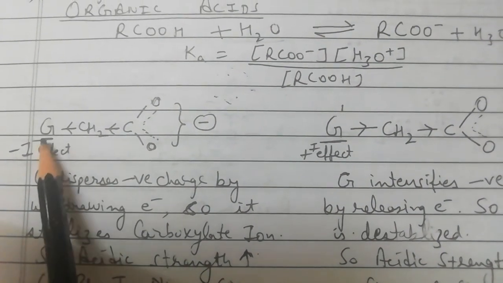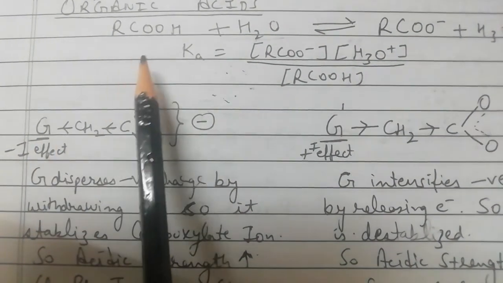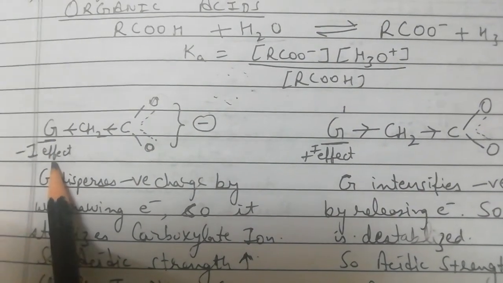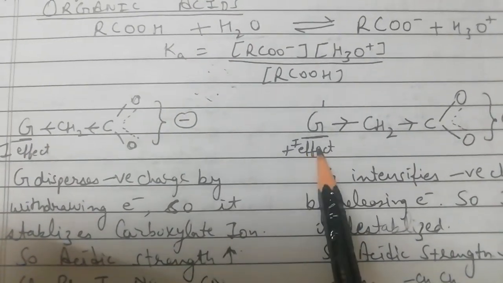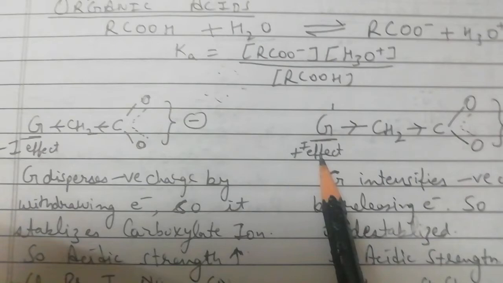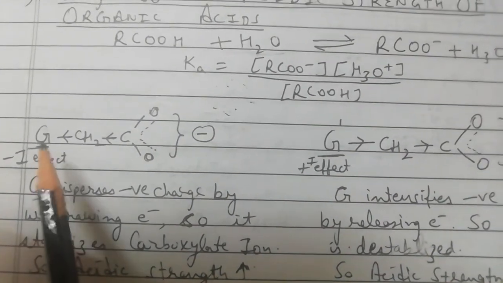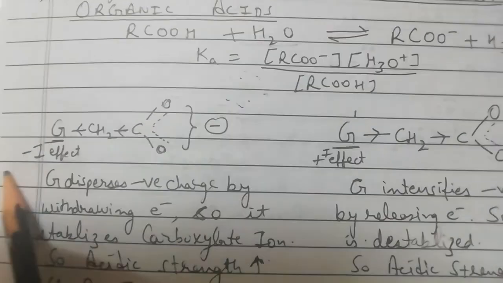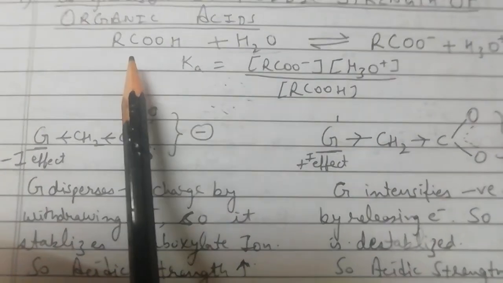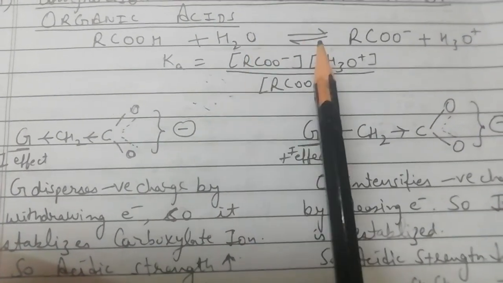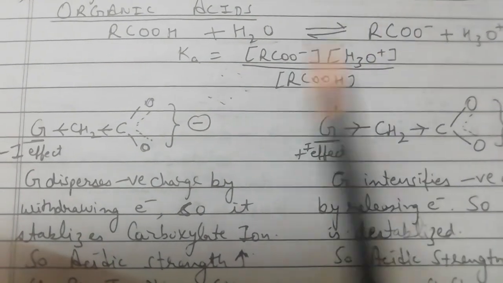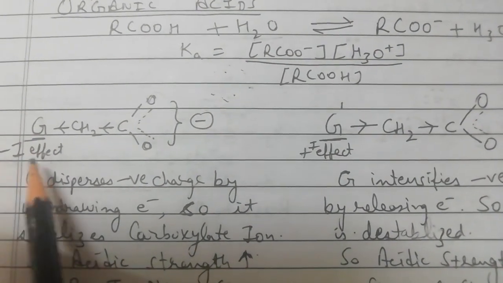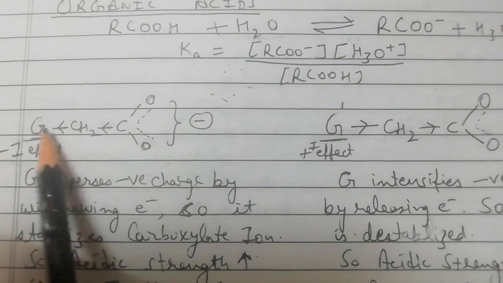In the first example we will attach a group to this carboxylic acid which has minus I effect, and in the second example we will have a group which has plus I effect. So in this we have added a group to this carboxylic acid which shows minus I effect. Now we know that carboxylic acids get converted to carboxylate anion. Let us name this group G.